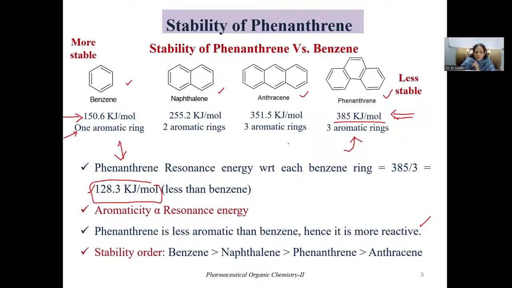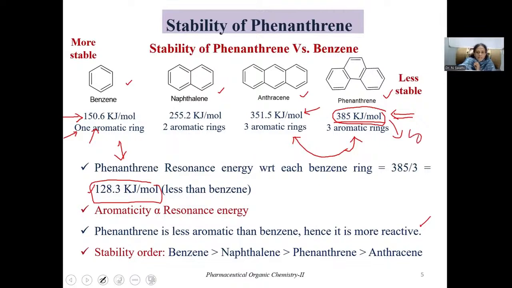So overall, for all these molecules, in the stability order, benzene is highly stable among all these 4 compounds because it has greater resonance energy. Next comes naphthalene, then phenanthrene, and finally anthracene. Here you can also easily make out the statement which I mentioned earlier: phenanthrene is more stable than anthracene. Both these compounds have 3 aromatic ring systems only, but the resonance energy of phenanthrene is more when compared with anthracene, and the same is evidenced in terms of its resonance structures.